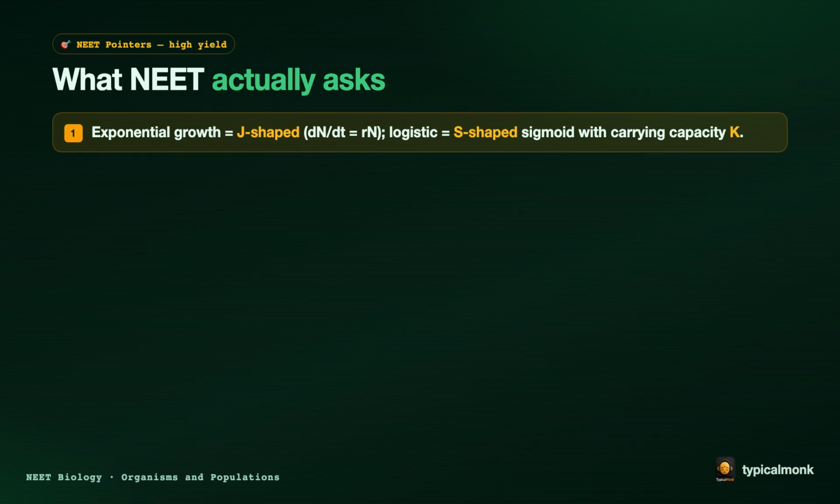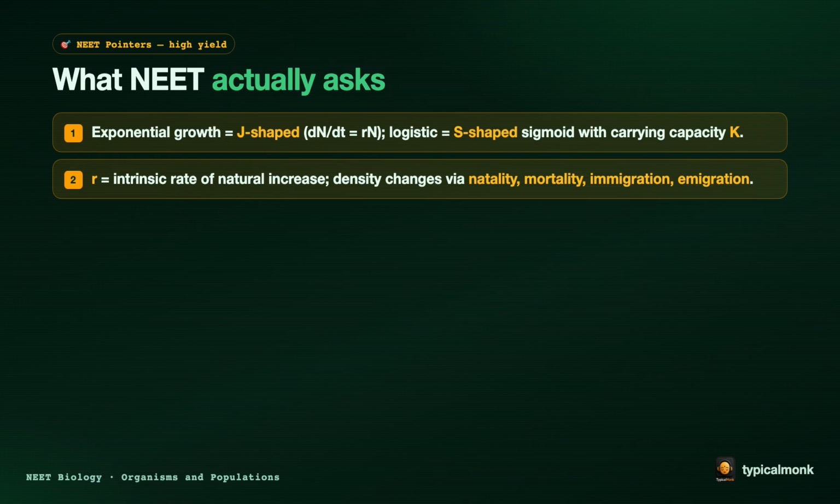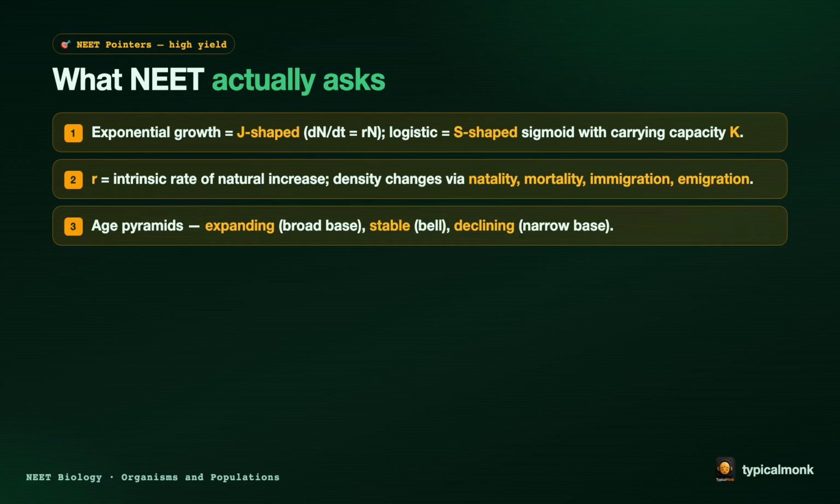Now the high yield pointers. The facts NEET turns into questions. 1. Exponential growth is J-shaped, logistic is S-shaped, that is sigmoid, capped by the carrying capacity K. 2. r is the intrinsic rate of natural increase, and density changes through 4 things: natality, mortality, immigration, emigration. 3. Age pyramids, expanding has a broad base, stable is bell-shaped, declining has a narrow base.